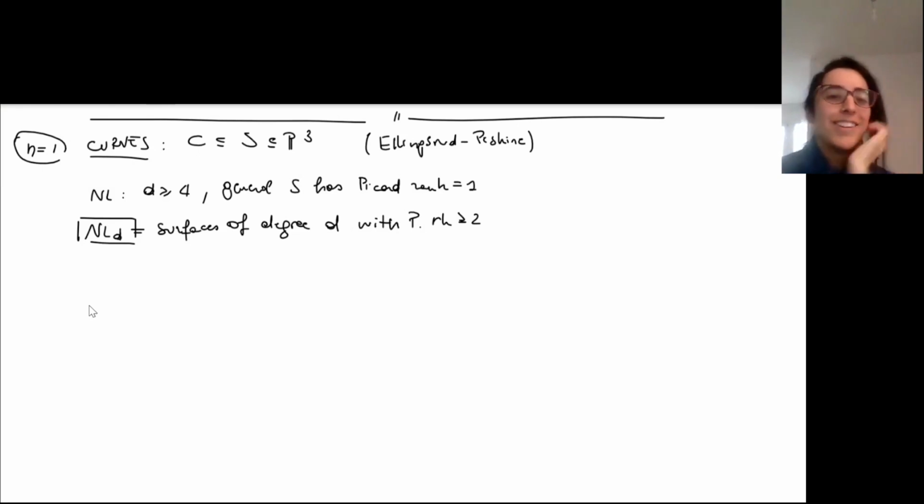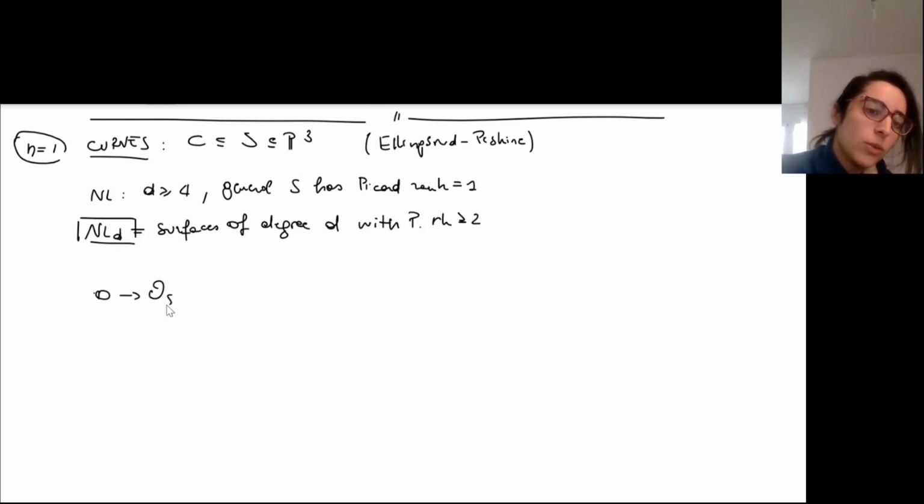I don't want to enter into many computations. I just say what we need. We start with an easy exact sequence for our situation: O_S(-d), where d is the degree of S, goes to Omega^1 of P3 restricted to S, to Omega^1 of S, and 0. So it's an exact sequence.